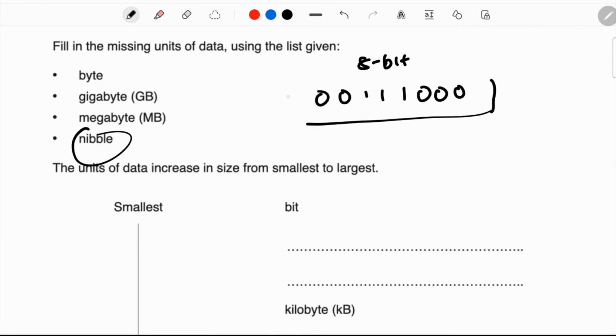See, there are 8 values. What is a nibble? A nibble is just 4 values. If this was eliminated, this is called a nibble. Nibble is just 4 values. So that's what a nibble is.